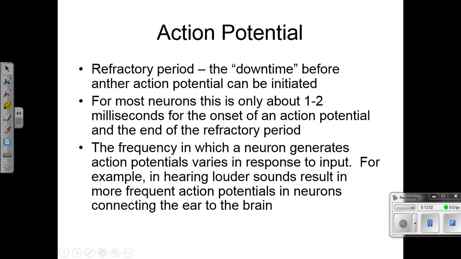The refractory period is a downtime before another action potential can be initiated. For most neurons, it's only about 1 to 2 milliseconds between the onset of an action potential and the end of the refractory period, so we don't even notice that. The frequency at which a neuron generates action potentials varies in response to the input. For example, in hearing, louder sounds result in more frequent action potentials in neurons connecting the ear to the brain.